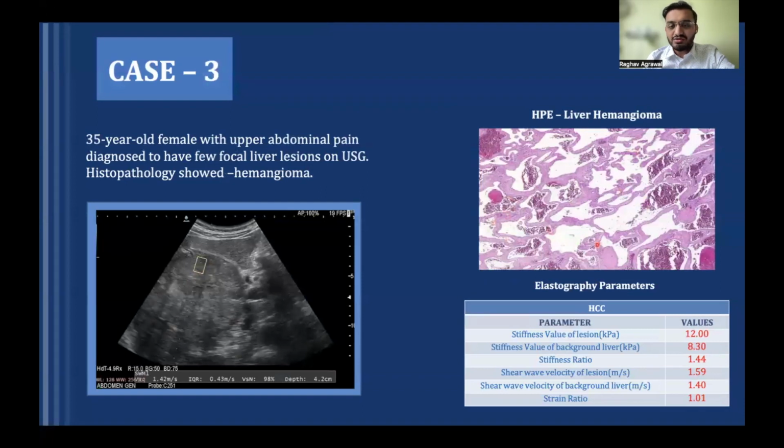Another case, 35-year-old female with upper abdominal pain diagnosed to have few focal liver lesions on ultrasound. Histopathology showed hemangiomas. Elastography parameters were stiffness value of the lesion was 12.0 kilopascal and strain ratio was 1.0.